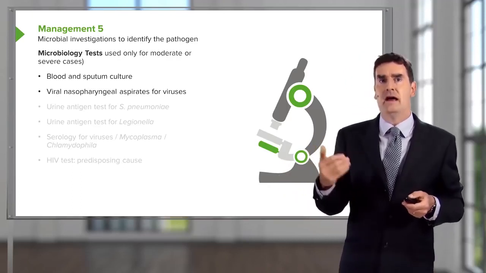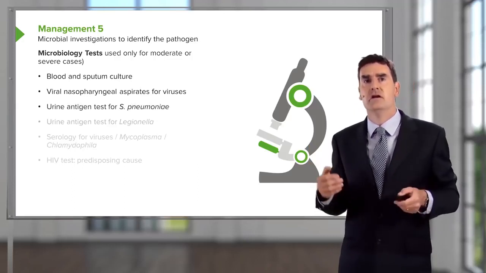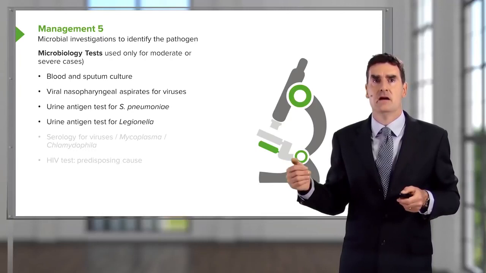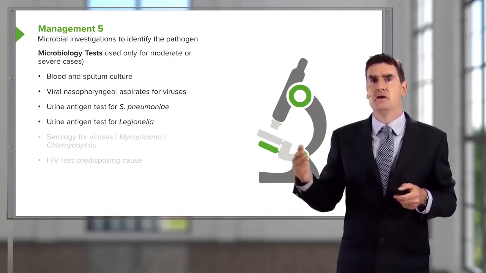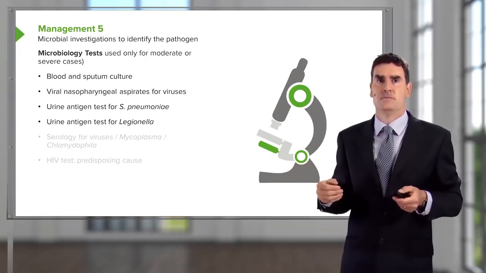And there are two urine antigen tests that are useful in patients presenting with pneumonia. One looks for pneumococcus and the other looks for Legionella. And so we may send those as well. And those both have a sensitivity of about 70% for those bacterial pathogens.